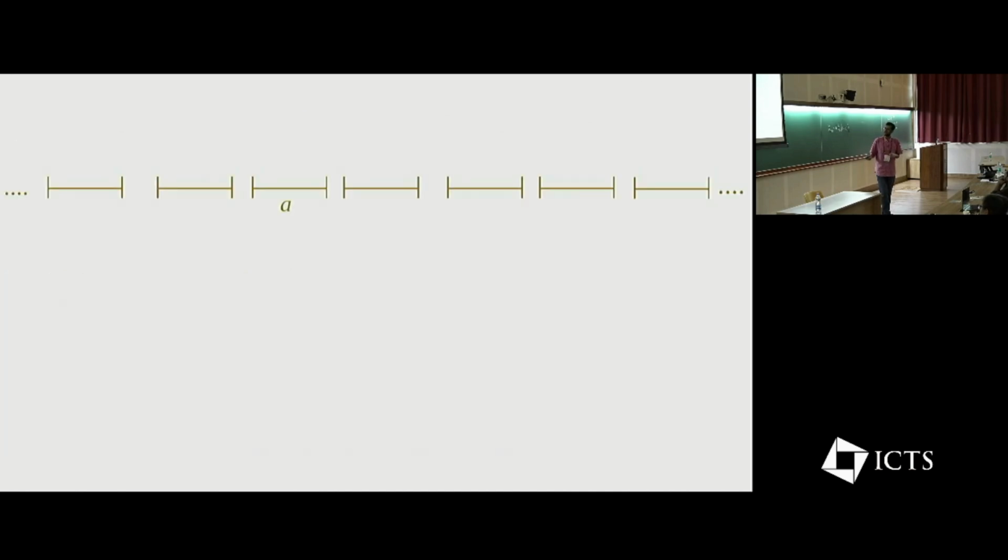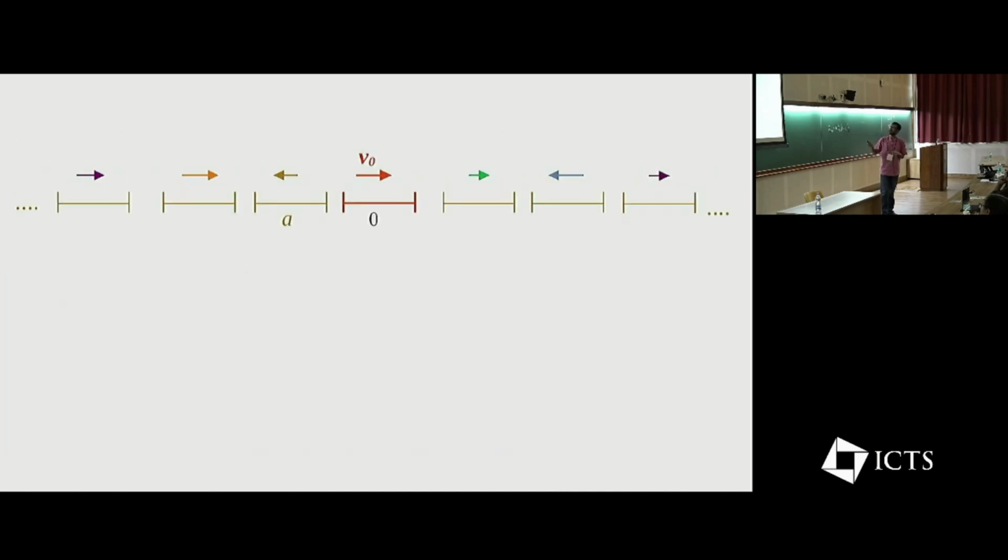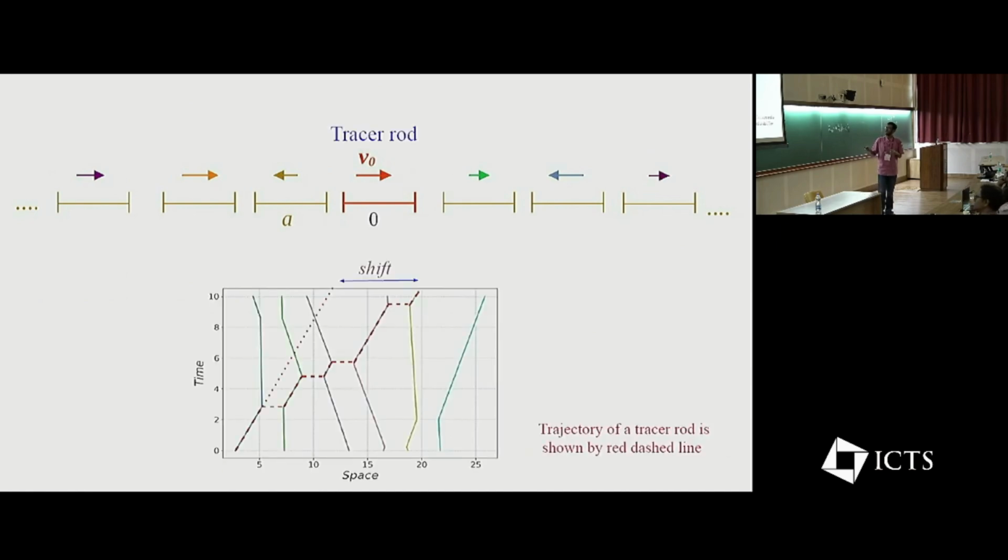For that, in the hard-rod system, we first take one particular hard rod with some particular velocity, let's say v naught. This is generally called the tracer rod or the quasi-particle. If we follow its trajectory, this red dashed line, if this rod did not interact, it follows this path. But due to the collisions with the other rods, in every collision it jumps and finally it goes here.